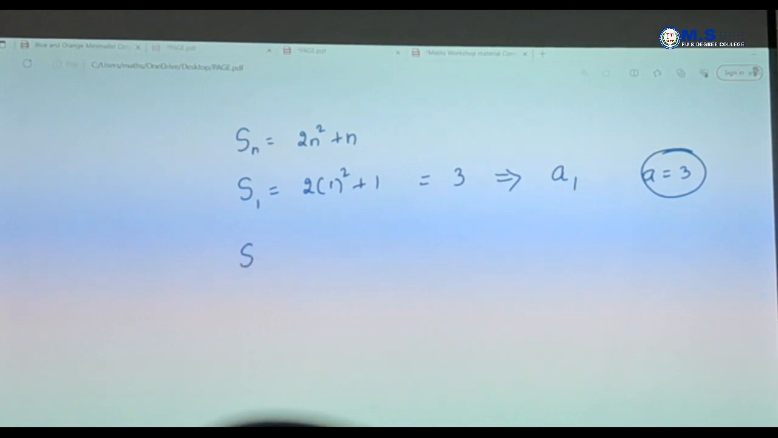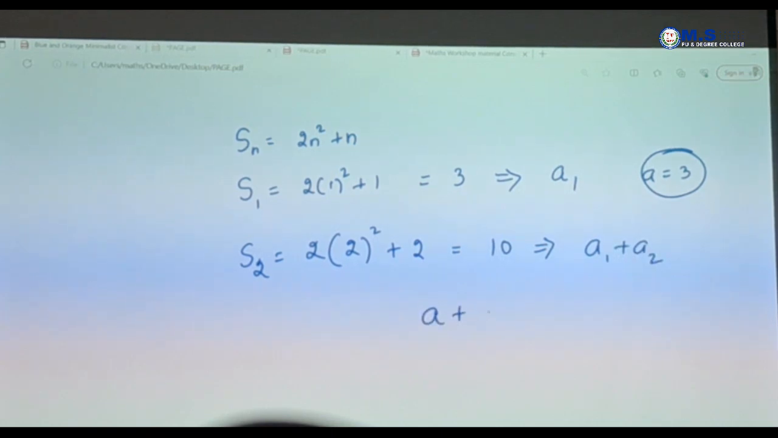Now find out S2. 2 into 2 square plus 2. 2 square is 4, 2 fours are 8, plus 2. What is S2? Sum of two terms of an AP, that is A1 plus A2. What is A1? It is a. What is A2? a plus d equals 10. Now what is a plus a? 3 plus 3 is 6. d equals 10 minus 6. d equals 4. Any doubt in this question?